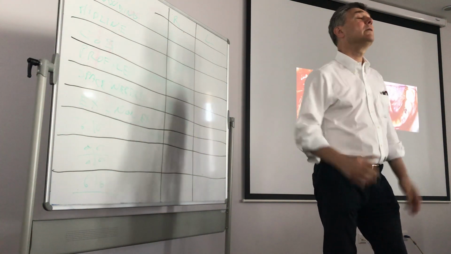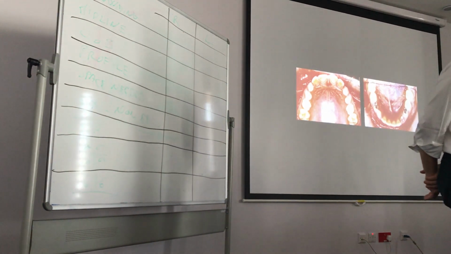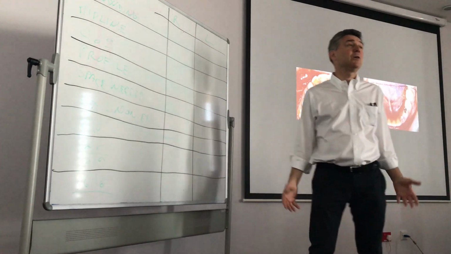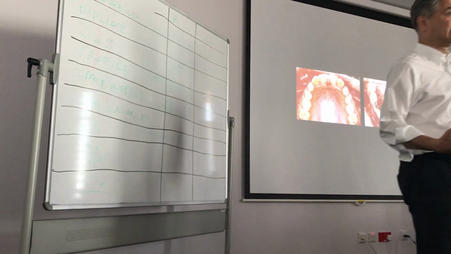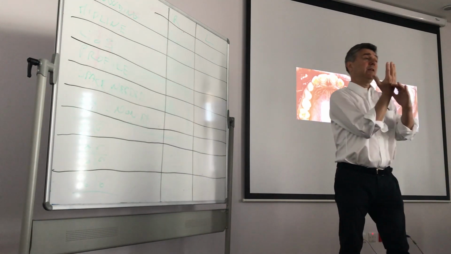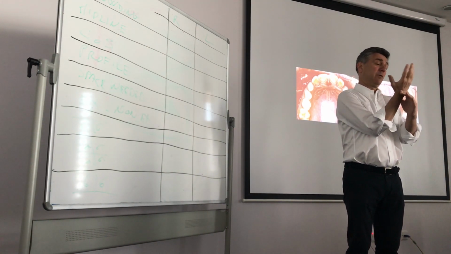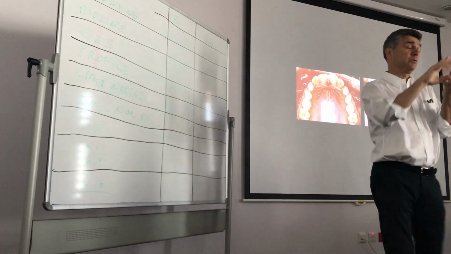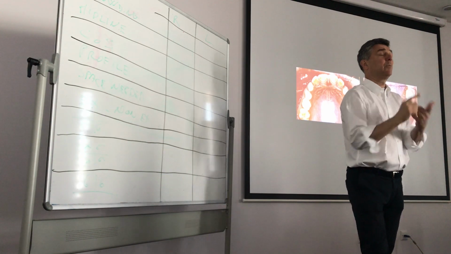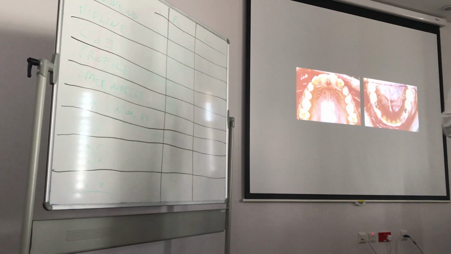Why do we use the lower arch? Because it's the one that we can modify the least. We cannot modify the lower arch. We know that it's very difficult to proclaim the incisor because we have three problems. One problem is periodontium. The second problem is long-term stability. The third problem, you don't know if you have a good incisor guidance.